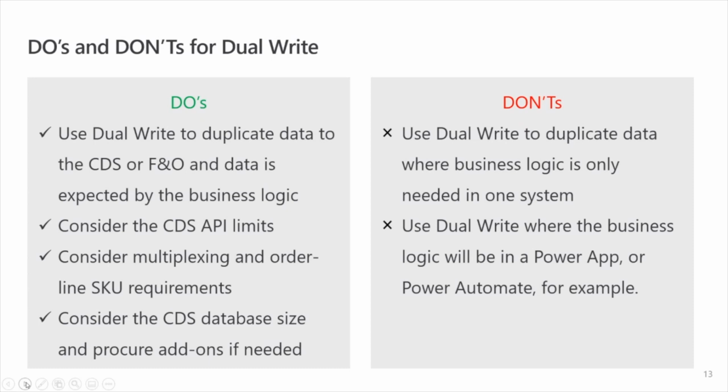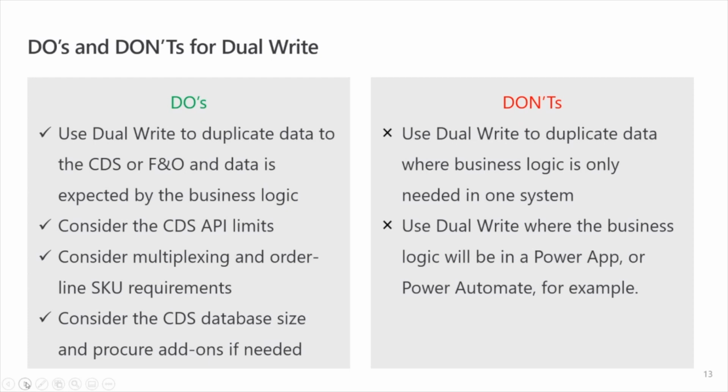Many of the customer engagement scenarios, like order to cash, are great examples of when you should use dual write, because there's business logic in Dynamics 365 Sales that relies on the data in the common data service. And we also rely on the business logic and the data inside of finance and operations. It's important to note that you'll want to consider your CDS API limits, multiplexing, and order line SKU requirements if you're planning to use dual write.